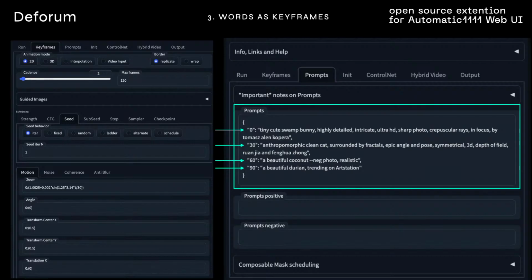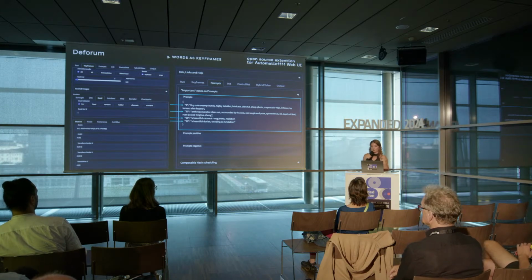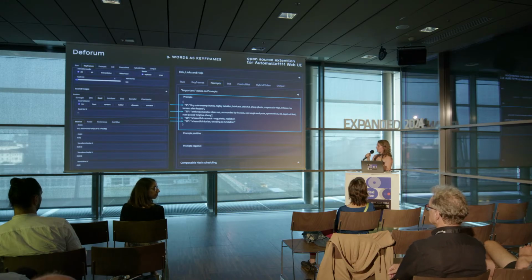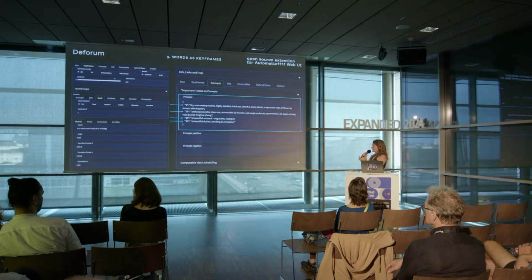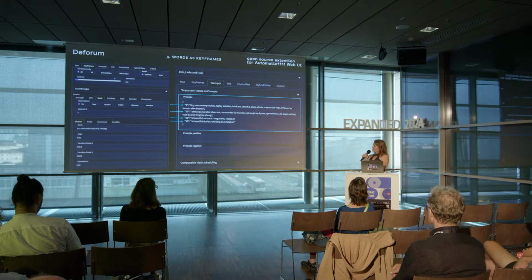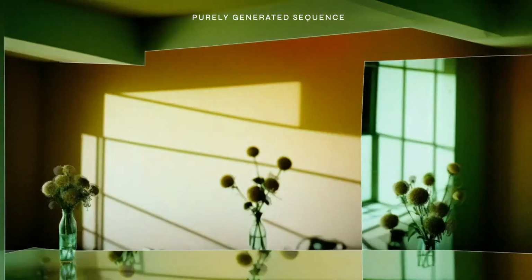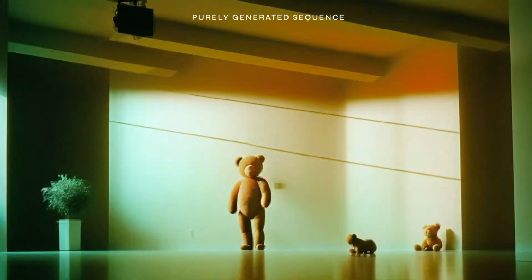This comes with the application, but it's like on frame 0, create a tiny cube swamp bunny, and from frame 30 on, create an anthropomorphic clean cat, and so on and so forth. So actually, instead of really animating with your hands or with a 2D software, your keyframes are words. And this is the final scene I came up with from my film.